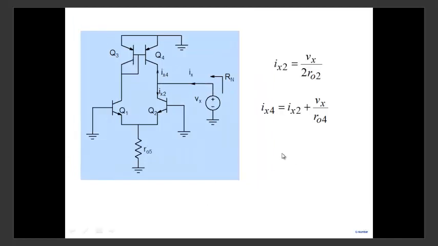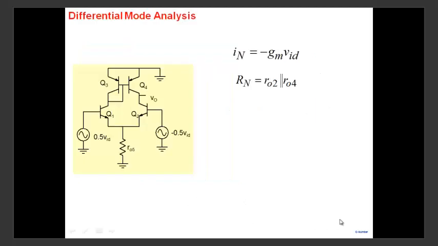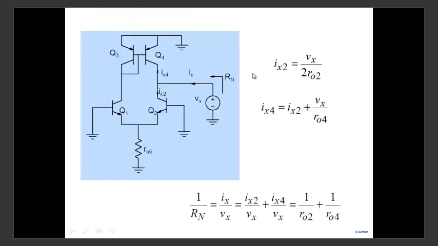All right, let's proceed. So we have IX2, which is Vx by 2 R02. We've already calculated. We have IX4, which is IX2 plus Vx by R04. So let's put all of them together. 1 over Rn is Ix over Vx, Ix2 plus Ix4 by Vx. And when we put it all together, it comes out to 1 over R02 plus 1 over R04. So finally, 1 over Rn is 1 over R02 plus 1 over R04, which effectively means Rn is the output resistance R02 in parallel with R04.